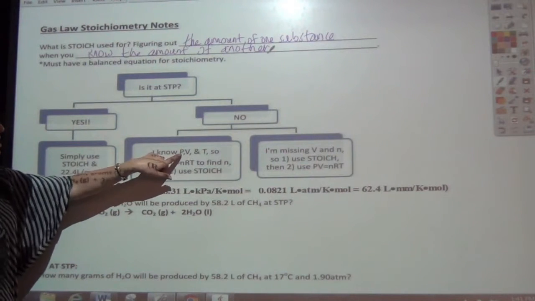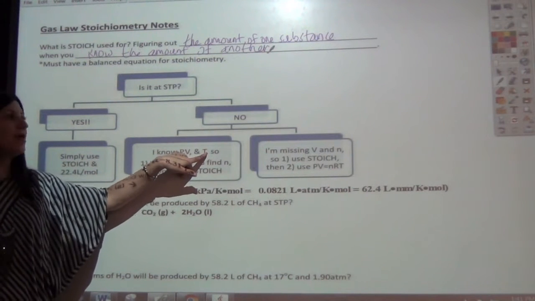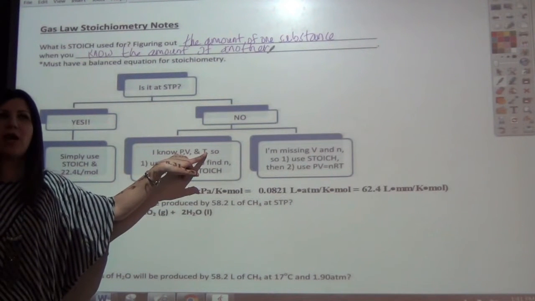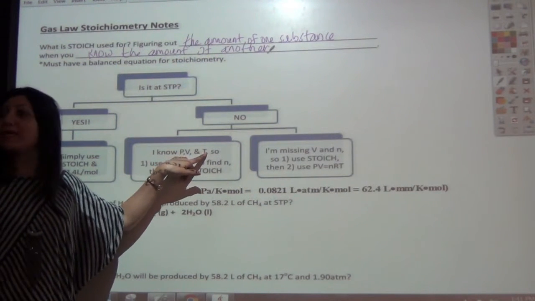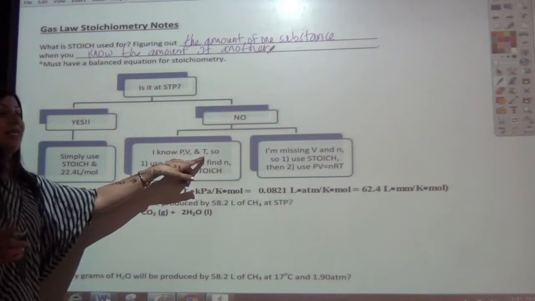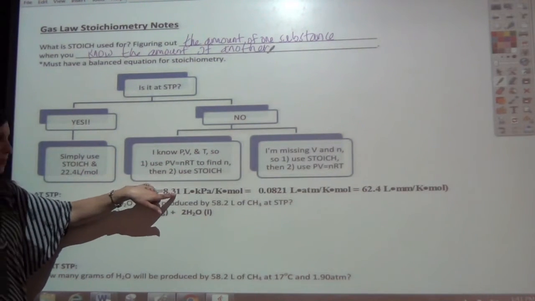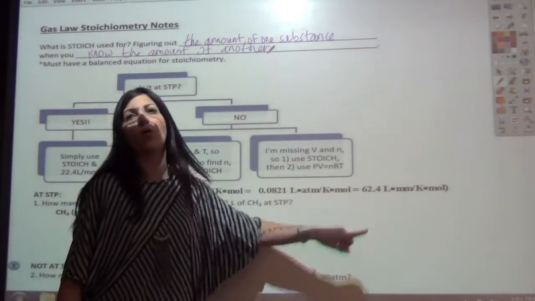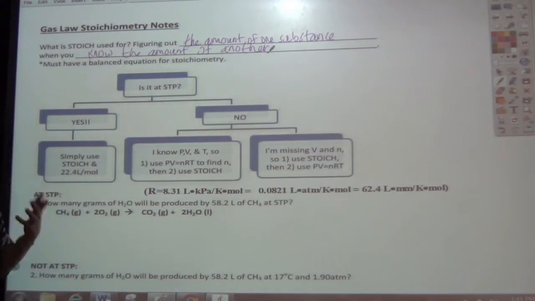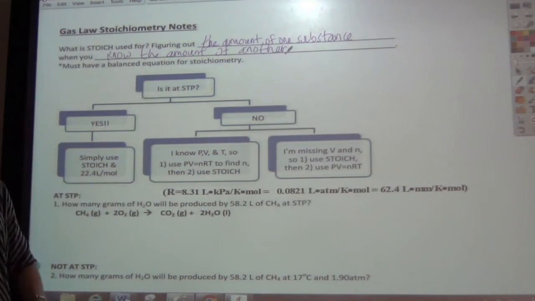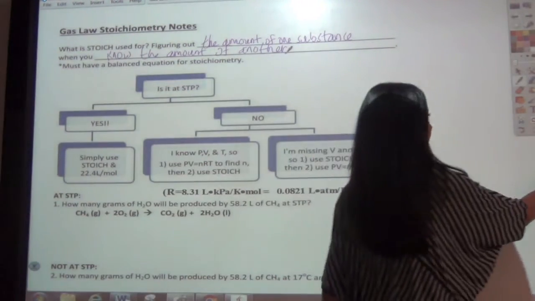But if you have P, V, and T, remember in PV=nRT the only other variable is R. What is R called? The gas constant. Very good. And I have it right here: it's either 8.31, 0.0821, or 62.4. You're going to use whichever R value matches the pressure. So you use PV=nRT and then you use Stoich. Let me show you how this ends up working.